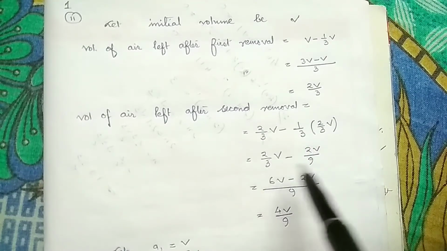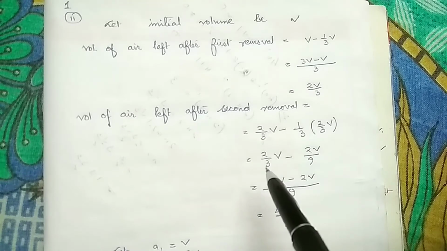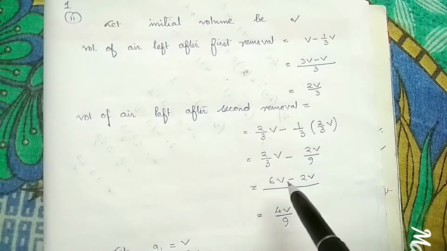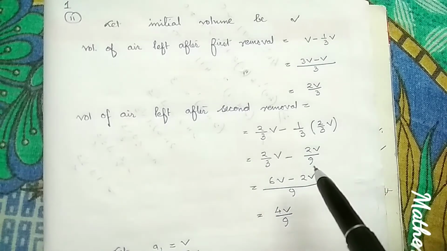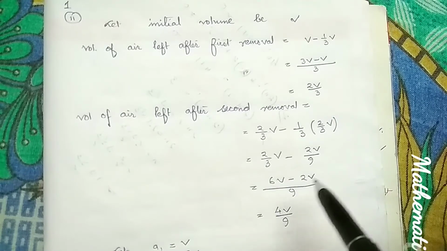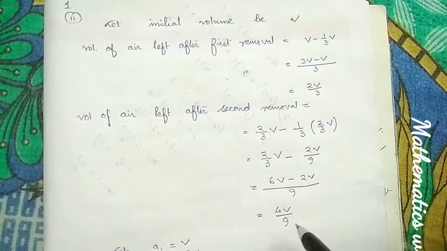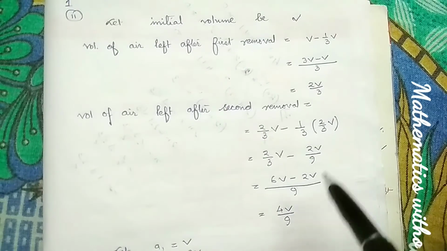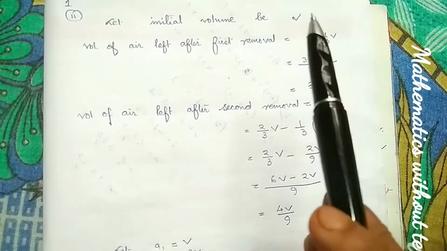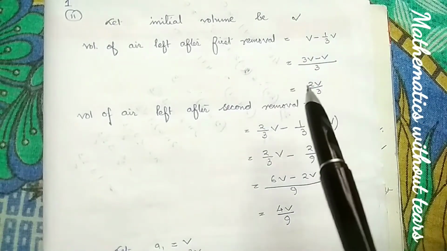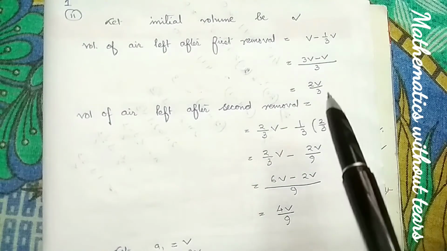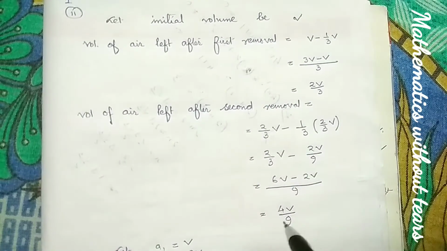LCM of 3 and 9 is 9. 9 divided by 3 is 3, 3 times 6v minus 2v, it will be 4v by 9. Now, initial volume was v. After first removal, volume of air left in the cylinder is 2v by 3. And after second removal, this much is left.